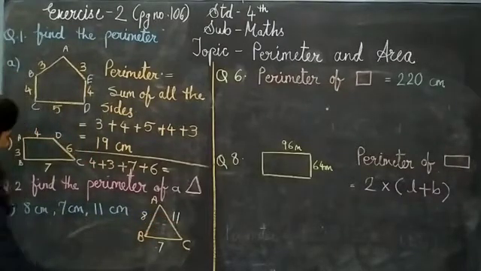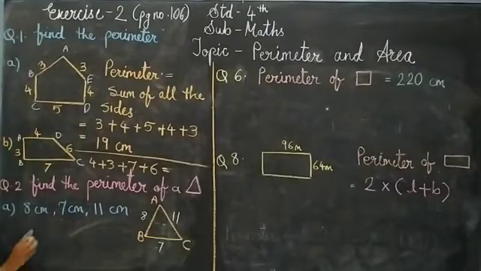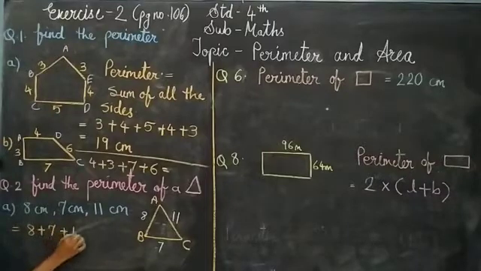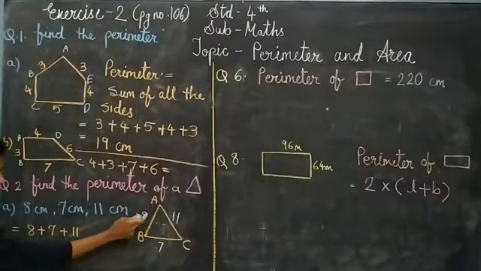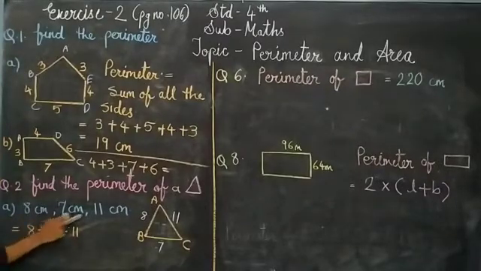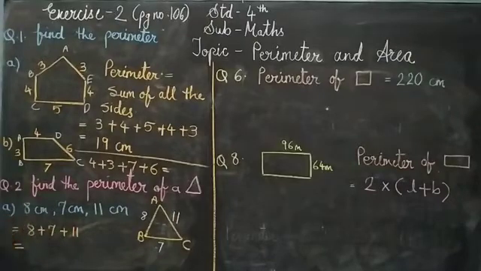Again, what is our formula for this? Sum of all the sides. So 8 plus 7 plus 11 is equal to, okay, 8 plus 7. So this triangle we have drawn here. And remember, children, the sides are different. The lengths given are different here, so we cannot say that it's an equilateral triangle. Why? Because all the 3 sides are different here.